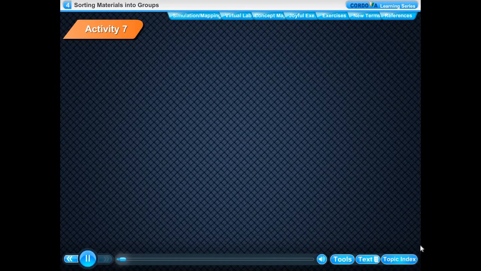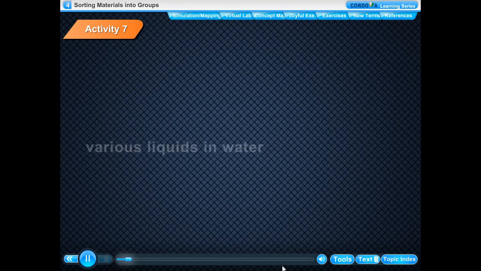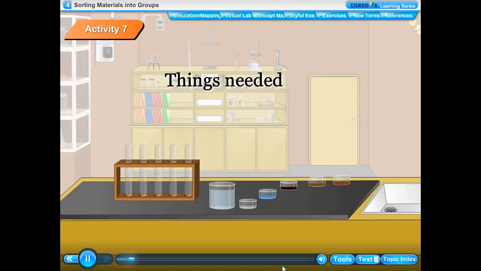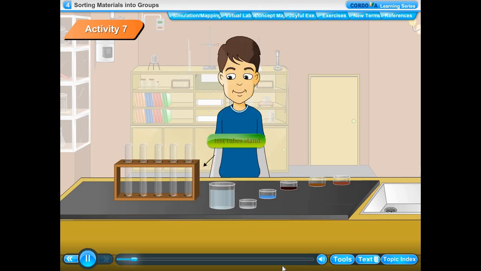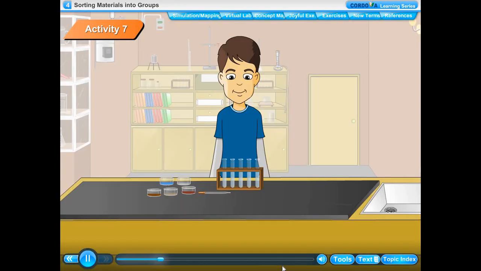Activity 7. To observe the solubility of various liquids in water. Things needed: 5 test tubes, test tube stand, water, glycerin, kerosene oil, vinegar, mustard oil, alcohol, dropper. Method: take the test tubes and fill half of each of them with water.